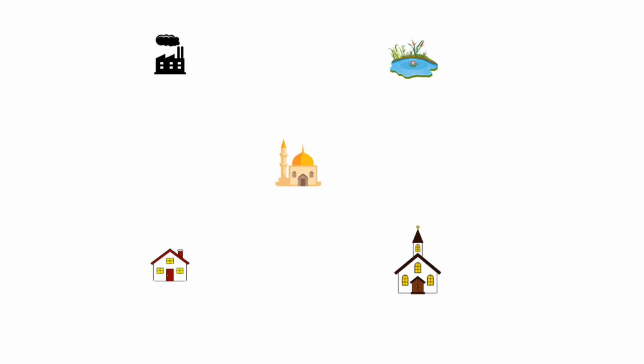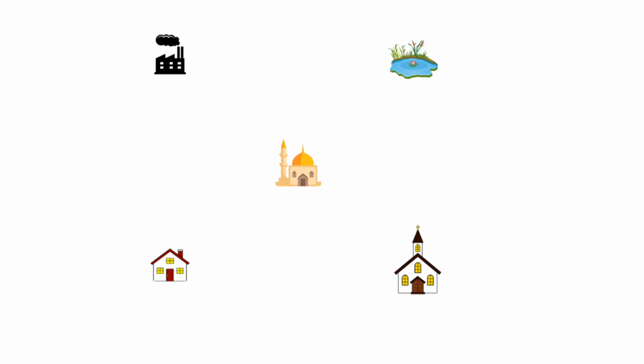What direction is the church from the mosque? Well, that's that way. That's southeast. What direction is the house from the mosque? So that's going there. So that would be southwest. And then what direction is the pond from the mosque? It's northeast.